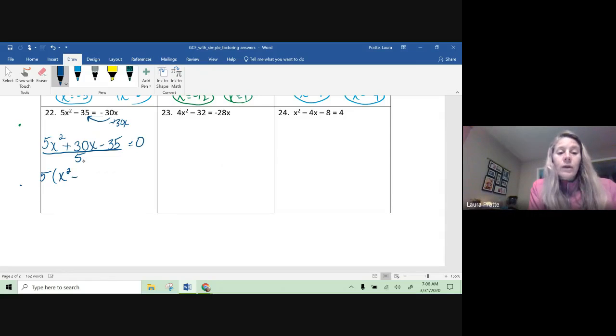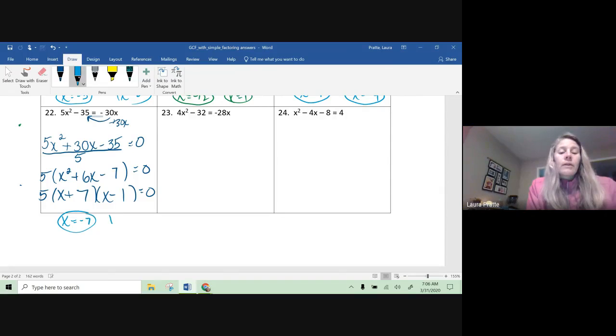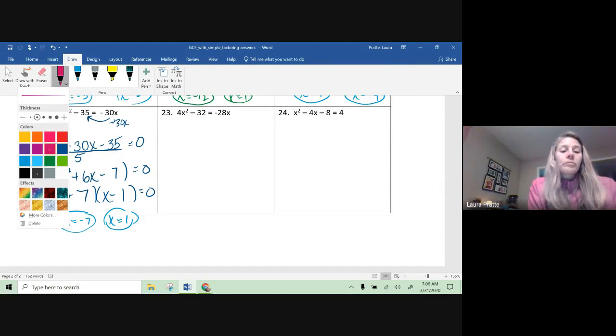So we're left with x squared plus 6x minus 7. Then we're going to finish factoring that. The factors of 7, well, there's only 2, 7 and 1, that subtract to get 6, are 7 and 1, positive 7, negative 1. And then our two solutions are going to be x equals negative 7 and x equals positive 1. All right, last two problems here.